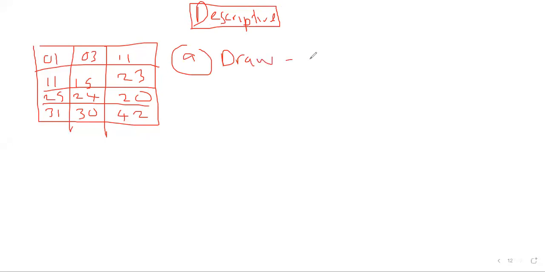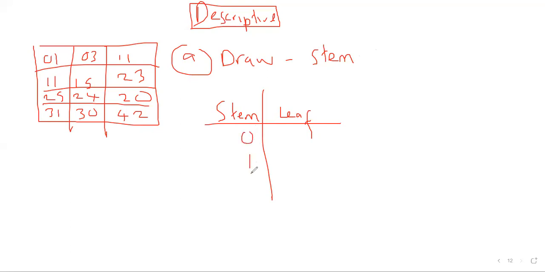Now, a stem and leaf diagram is drawn as follows. We have our stem this side and our leaves this side. The stems are simply the first figures that we have. So we have numbers that start with 0, the 1s, the 2s, and the 3s. We also have numbers that start with 4s, the 40s. We need to arrange them in order, starting from the smallest.